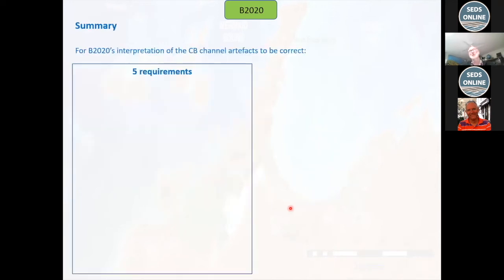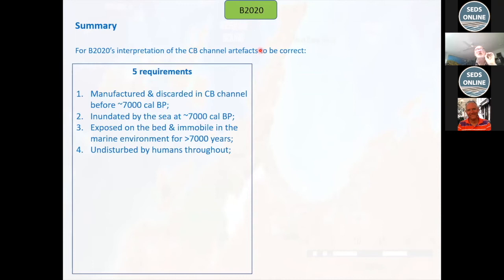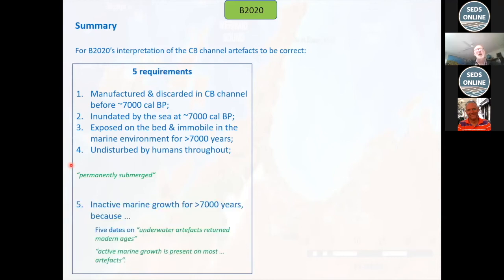So we're getting towards the end now, but just to summarise, for the arguments of B2020 to be correct, there are five requirements. I'll let you read the first four, which will be obvious to you, I think, by now. Essentially, artifacts discarded in the channel are not moved by natural or human processes for over 7,000 years. The other thing that's required is, given that some of these artifacts are permanently submerged and therefore presumably would be subject to marine growth throughout 7,000 years or more, how do you explain inactive marine growth for more than 7,000 years?